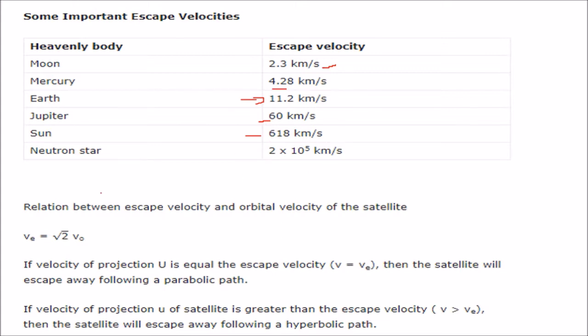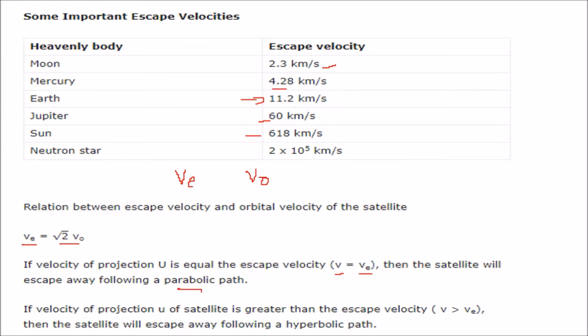So what is the relationship between V escape, that is escape velocity, and orbital velocity? The escape velocity is equal to under root 2 times V_O, that is orbital velocity. So if the velocity of projection is equal to the escape velocity, that is V equal to V_E, then the satellite will escape away from the Earth, or from the planet, using a parabolic path.